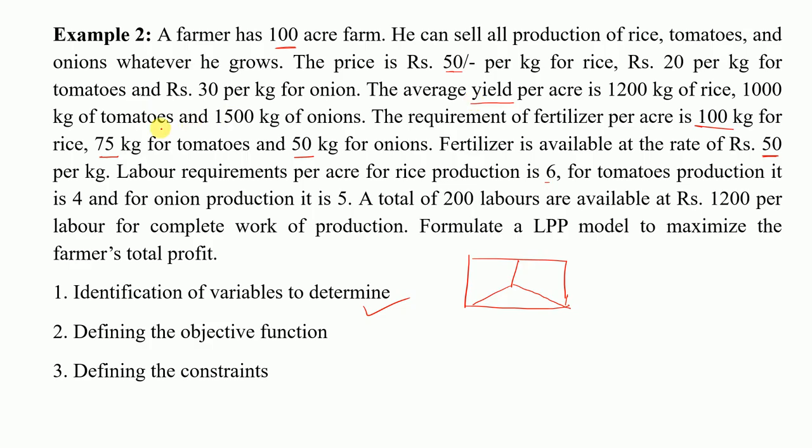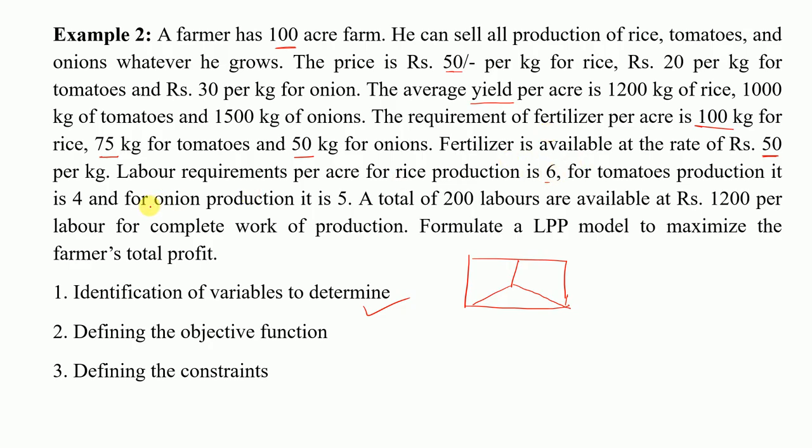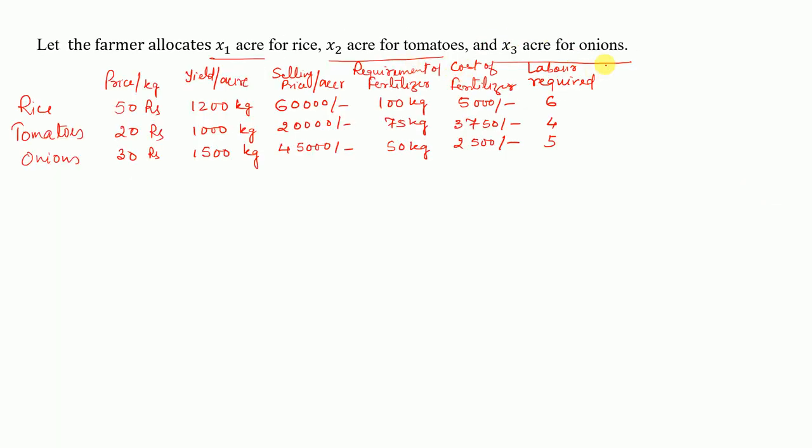Now look at another thing. The labor requirements per acre for rice, tomatoes and onion are 6, 4 and 5. So this is the labor required. Now a total of 200 labors are available, so this is the restriction. But the rate per labor is 1200 per labor. So with the help of this, again we can find the labor cost.